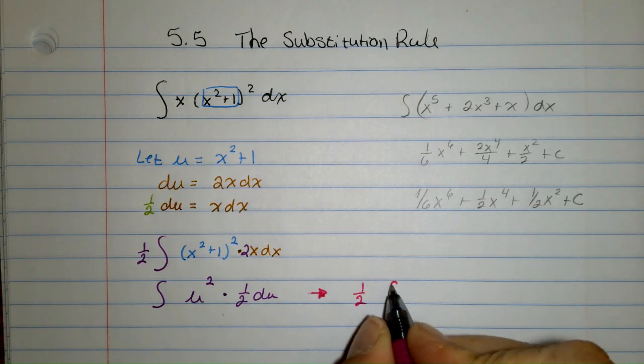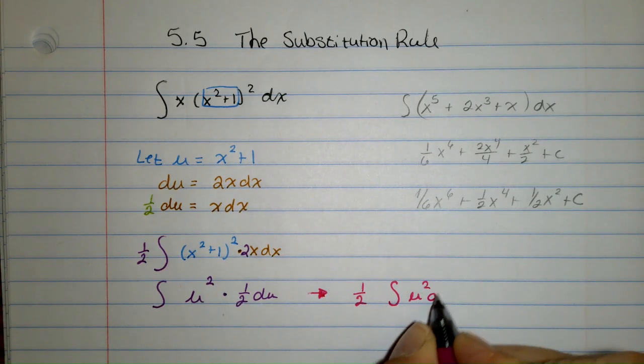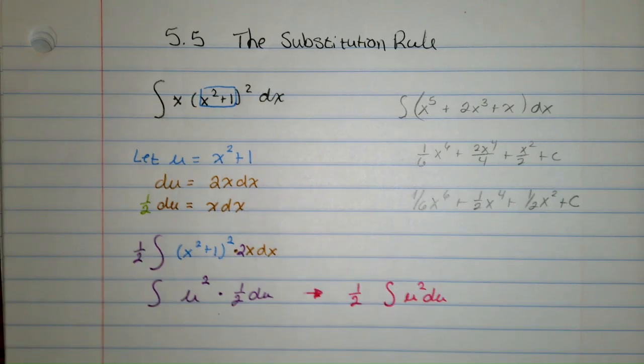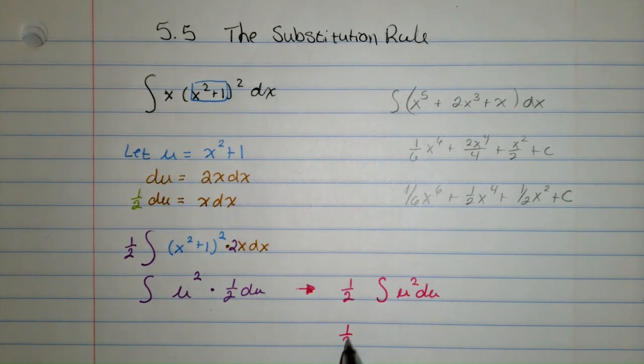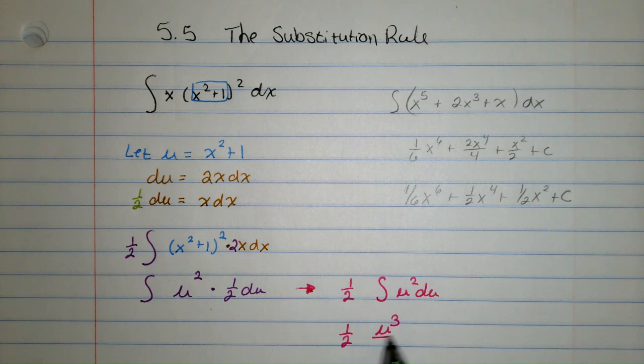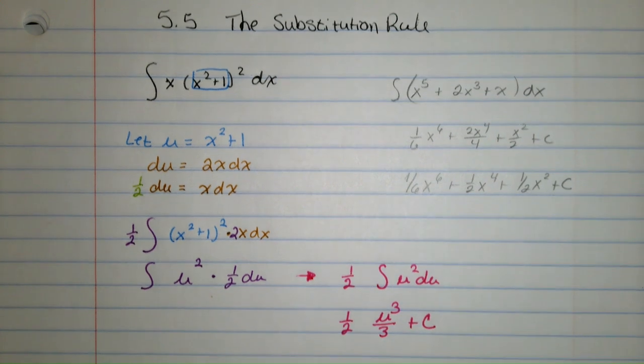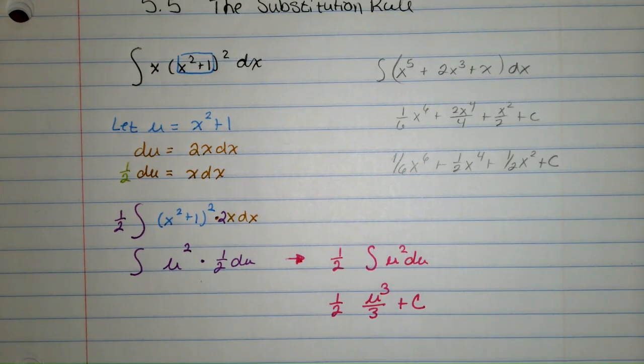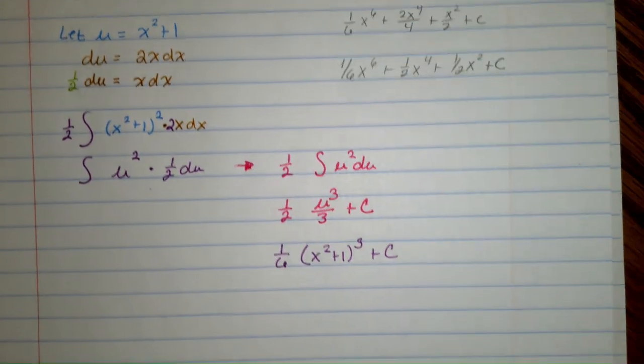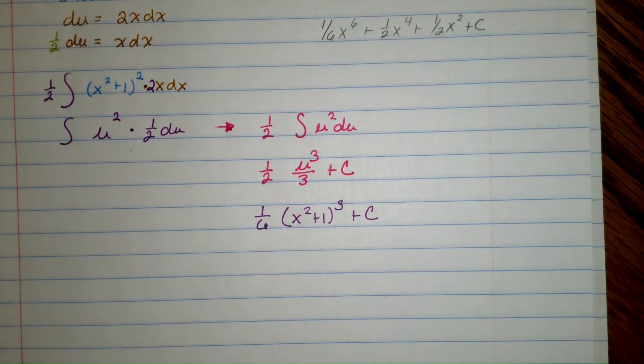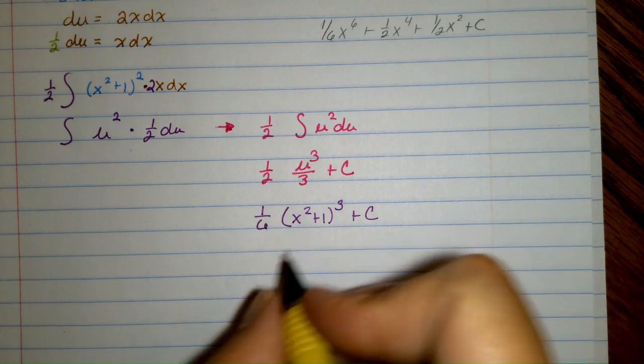1/2 integral of u squared du, and now I can apply the power rule. That will give me 1/2 u to the 3rd over 3 plus c. So when I resubstitute back in, I get 1/6 x squared plus 1 to the 3rd plus c. Okay, so is that the same thing? Well, let's check it out.